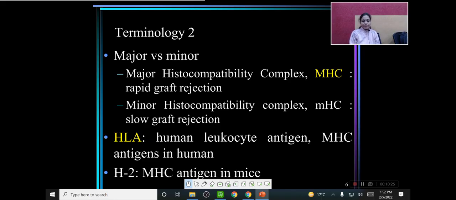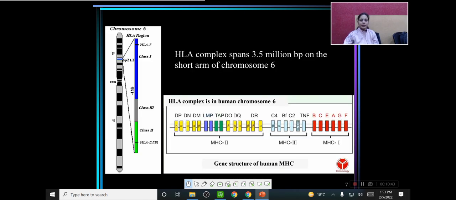Next is HLA, human leukocyte antigen, that is the MHC antigen in humans, right? H2 represents the MHC antigen in mice. See this: this is chromosome number 6, right? This chromosome number 6 contains the region of HLA, and this HLA region contains all three types of MHC, that is MHC first, MHC second, and MHC third, right?